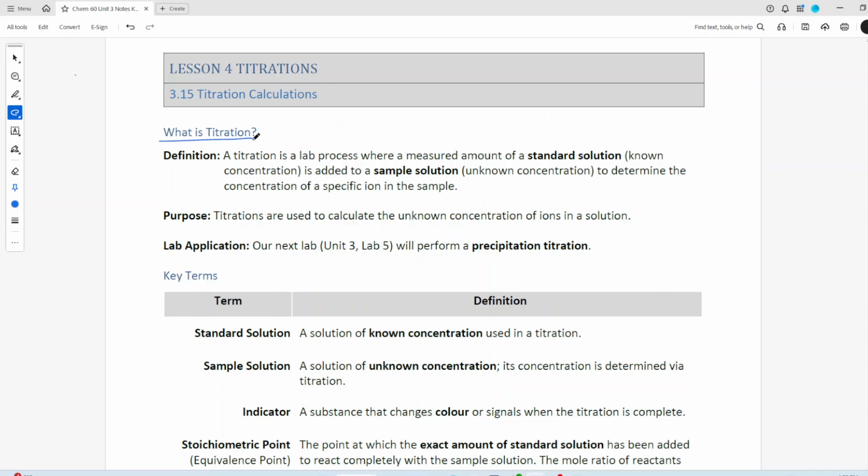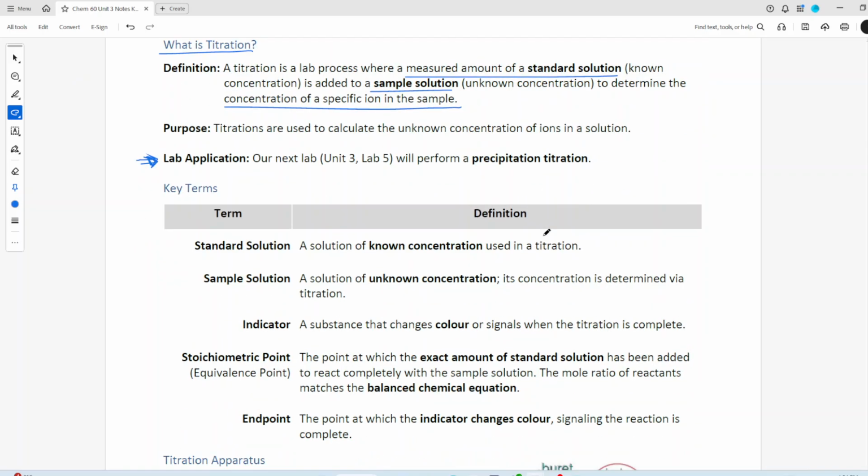Well, the definition of a titration is it's a lab process where a measured amount of standard solution, aka of known concentration, is added to a sample solution with unknown concentration to determine the concentration of a specific ion in the sample. So the purpose of a titration is to calculate the unknown concentration of ions in a solution. We are going to be doing this in our lab. So in our lab, we are going to perform a precipitation titration.